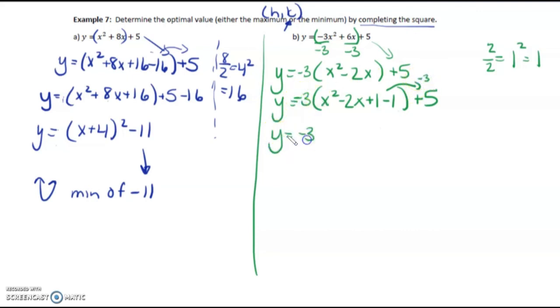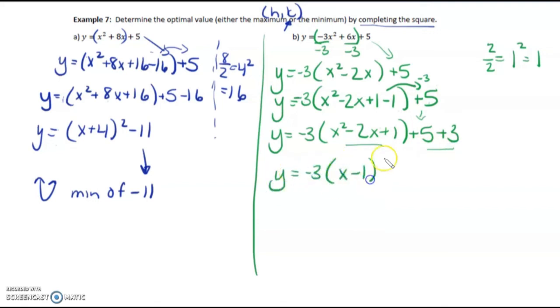So let's just rewrite. Y equals negative 3, x squared minus 2x plus 1. Okay, and we bring down that positive 5, and we have negative 1 times negative 3, which is positive 3. Now we factor the trinomial and add the end. So we have x minus 1 all squared, and then we have plus 8. So leading coefficient here is negative. This opens down. So we're going to have a maximum here of 8.